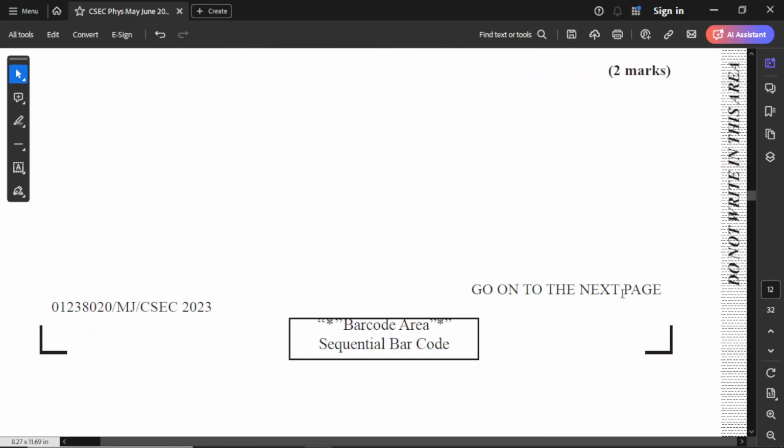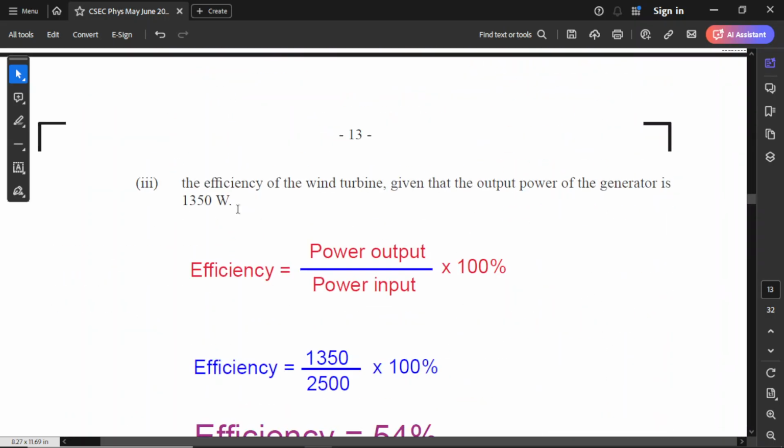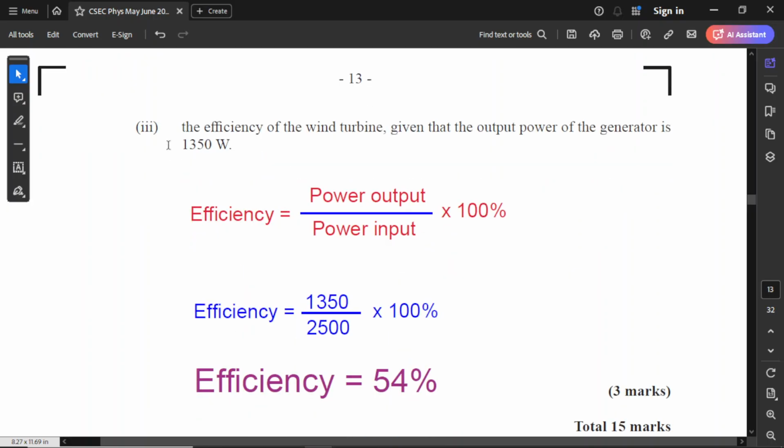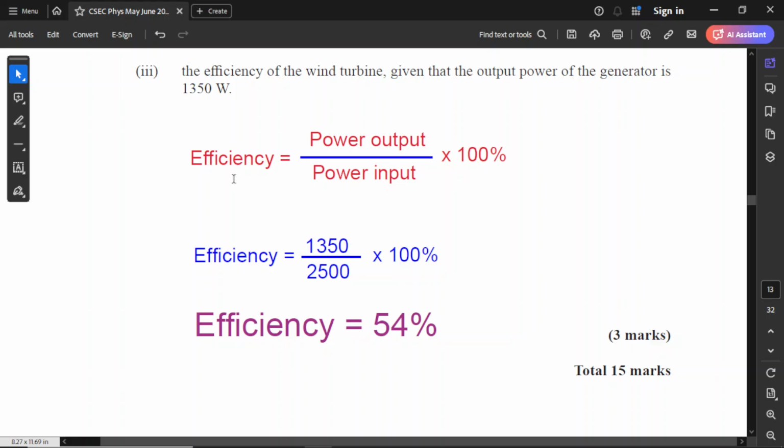All right. Now jumping on to the next part of the question, which is part 3 of the same question. It said the efficiency of the wind turbine, given that the output power of the generator is 1,350 watt. Efficiency is equal to power output divided by power input multiplied by 100%. Therefore the efficiency is equal to 1,350 divided by 2,500, and so the efficiency is equal to 54%.